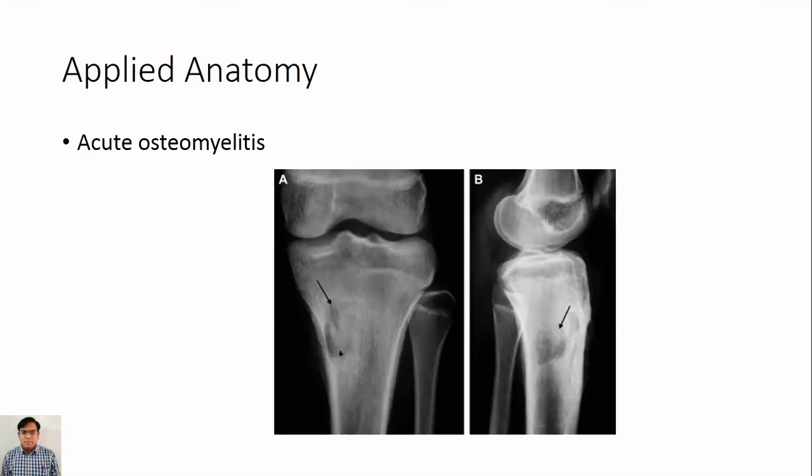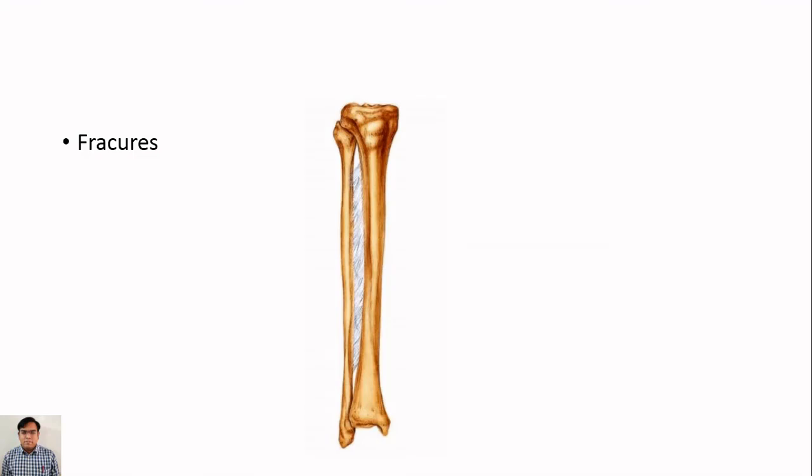Now the applied aspects. One is acute osteomyelitis. Tibia is the most common bone affected by osteomyelitis. So this is the X-ray showing the osteomyelitis. So this is the area of inflammation. Now the fractures. Tibia is commonly fractured at the junction between the upper two-thirds and lower one-third. So this is the common site of fracture of the tibia.